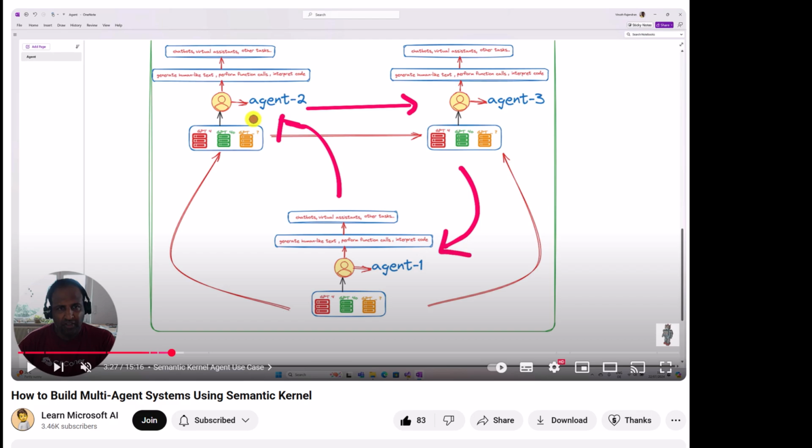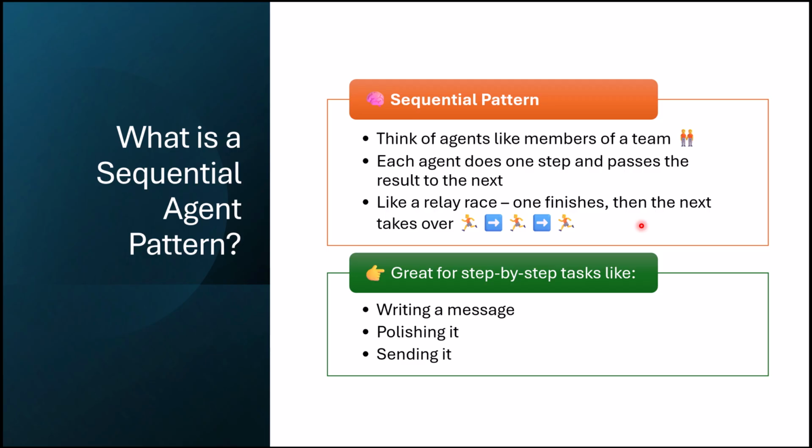We go one by one. So the first pattern in the agent pattern framework is the sequential pattern. In the sequential pattern, we arrange agents like a team. Each agent does one specific job and then hands over the result to the next agent.